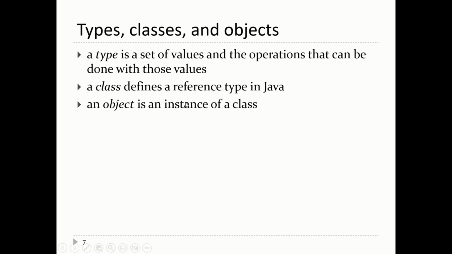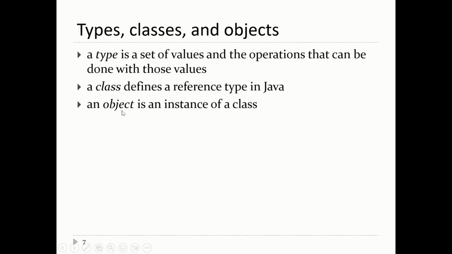A class is just a reference type in Java. So String, for example, is a class. You can make your own classes. What that means is you can make your own types in Java, and they can do all sorts of things, whatever you want them to do.